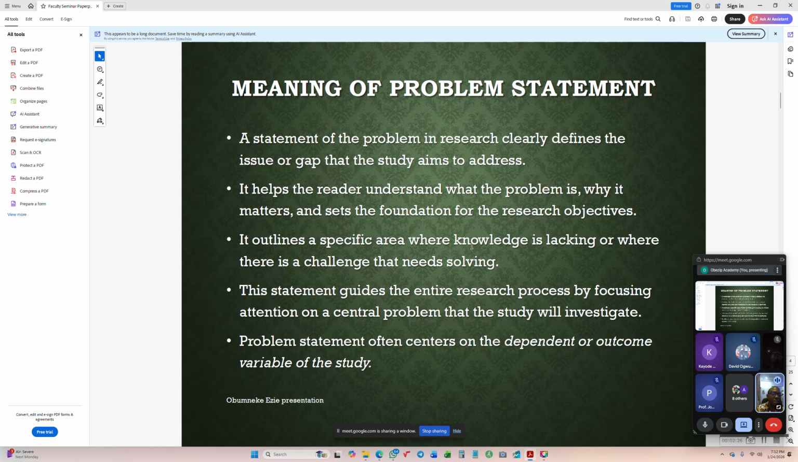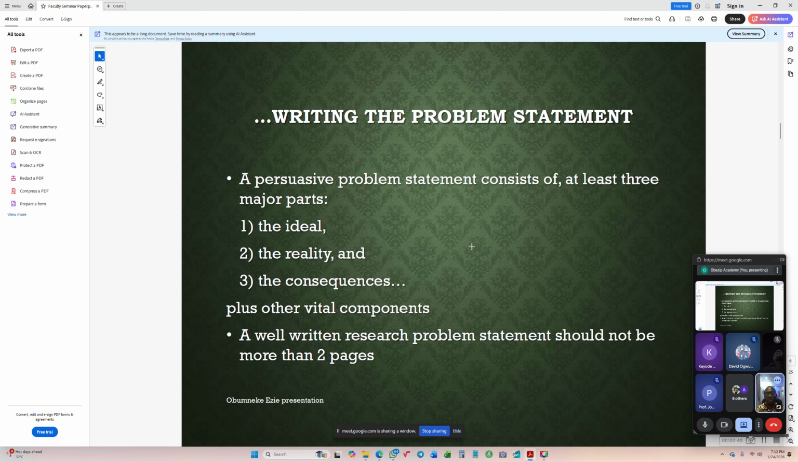And if you are carrying out an investigative study where a dependent and independent variable is captured in your topic, you should realize that your statement of problem should center on the dependent variable, which is usually the outcome variable of your study.